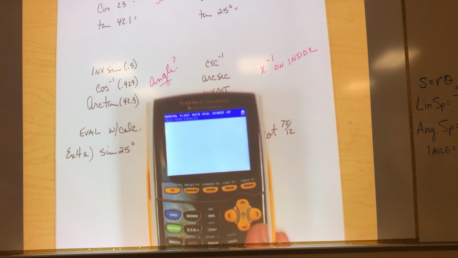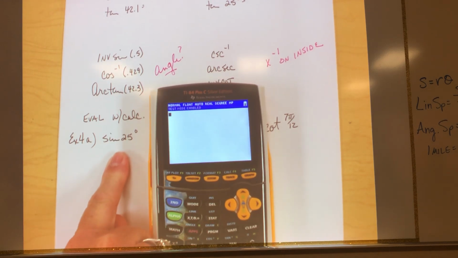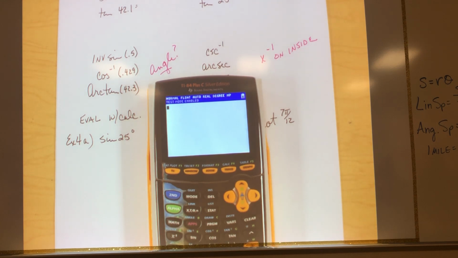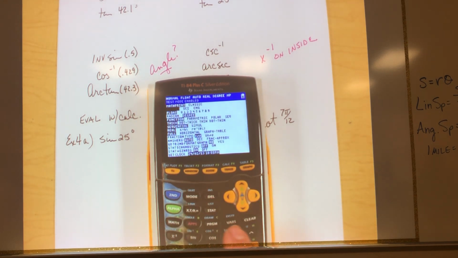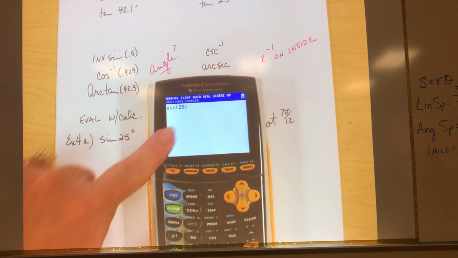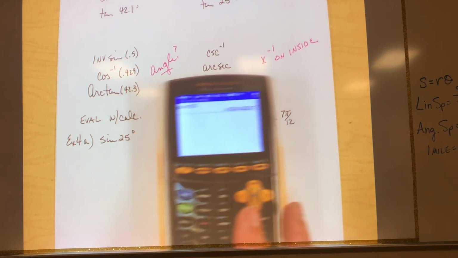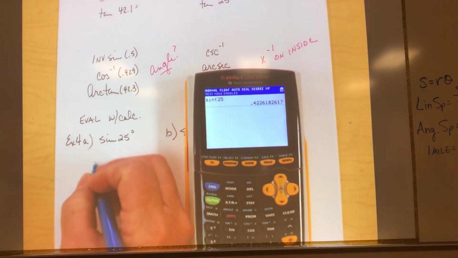Okay. So what's the first thing I need to do? Mode and degrees. Make sure you're in degrees. Mine is in degrees, so I'm good with that. So now I'm just going to go sine of 25. Do I have to close the parentheses? No, he doesn't care. All right, so my answer is 0.4226. Does everybody agree?